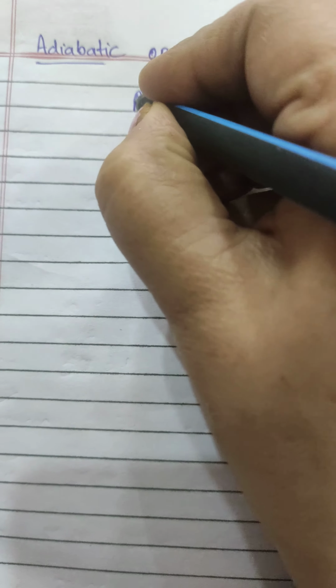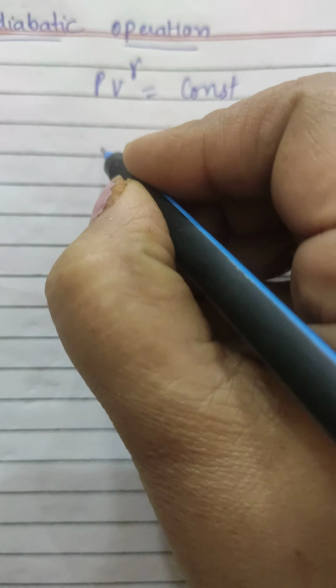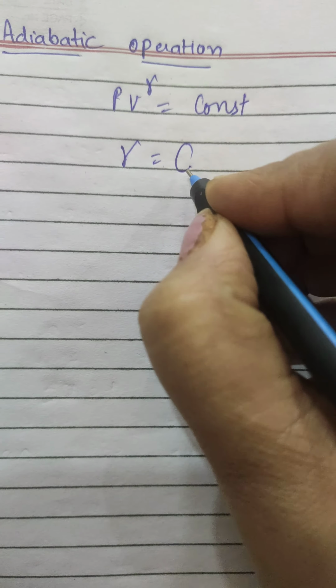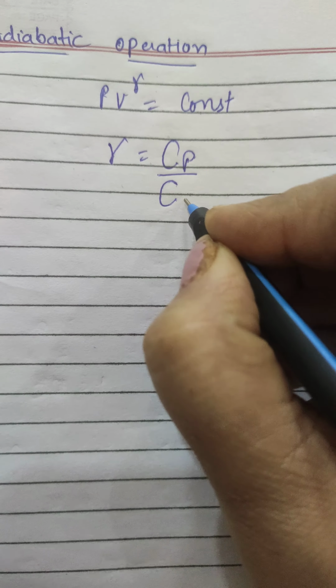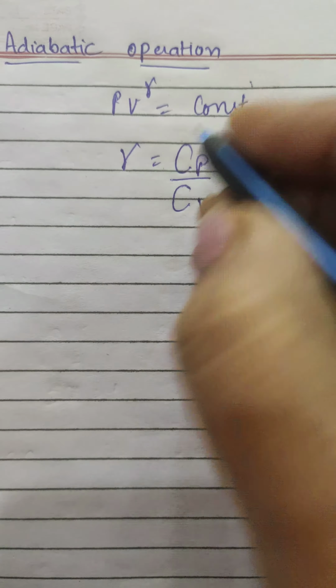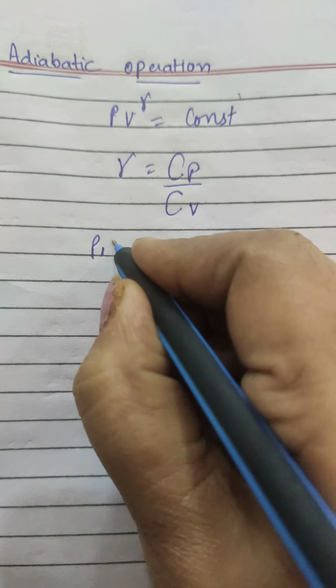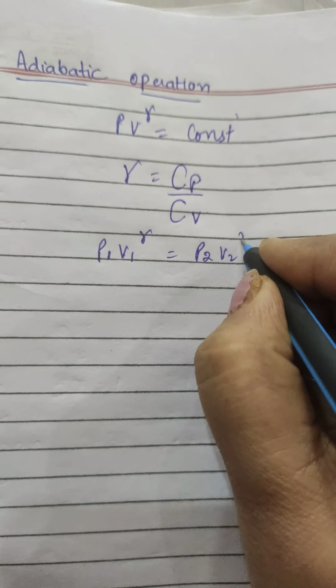Now the gas equation for adiabatic operation will be PV raised to power gamma is equal to constant. Now what is gamma here? Gamma is the ratio of specific heats of a gas. We represent gamma as the specific heat at constant pressure, Cp, to the specific heat at constant volume, Cv. Now we can write this equation for two different states as P1 V1 to power gamma is equal to P2 V2 to power gamma.